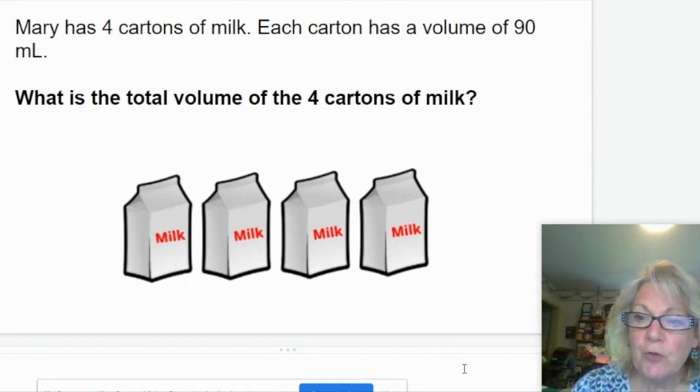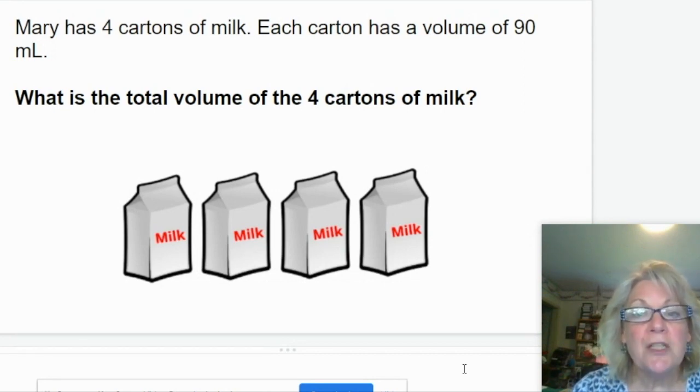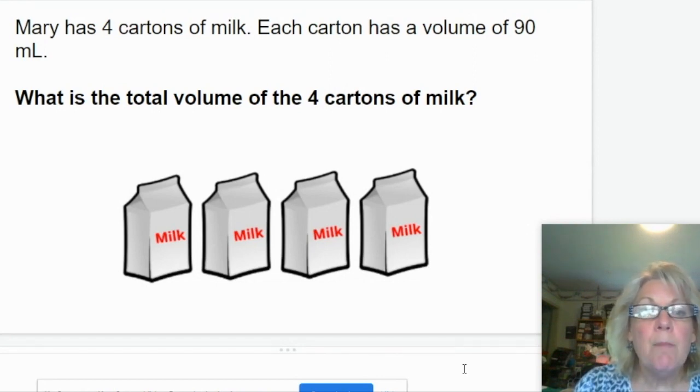The first thing, of course, we're going to do is read our word problem. So we're going to read this together. Ready? 1, 2, 3. Read with me. Mary has 4 cartons of milk. Each carton has a volume of 90 milliliters. You remember from the past that ml represents milliliters.